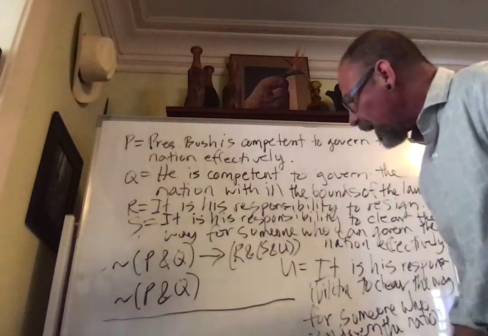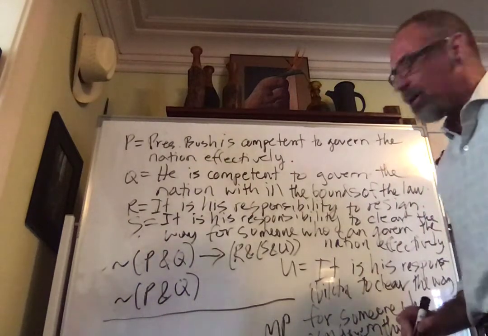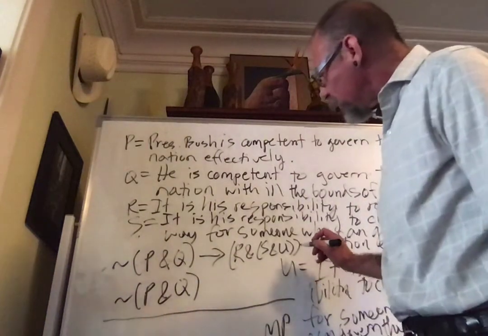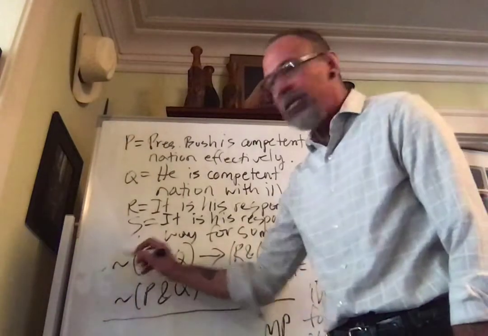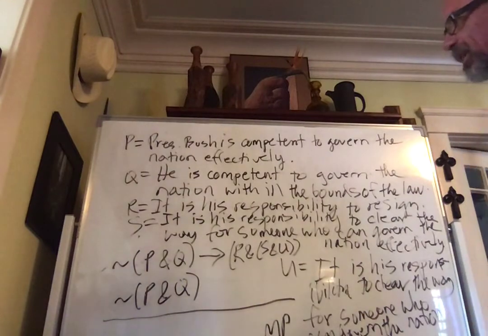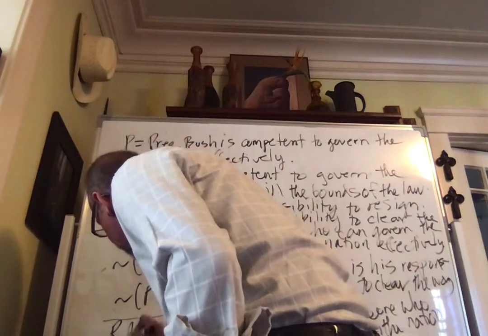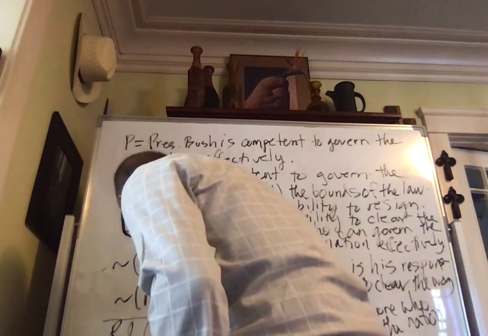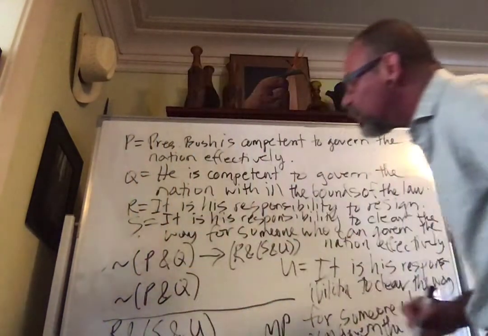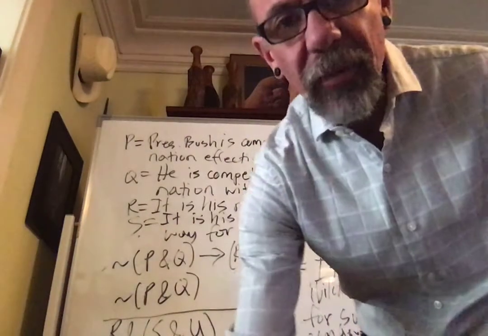So now we're looking at an example of modus ponens, which I'm just abbreviating here as MP. Again, in the modus ponens pattern, one premise is a conditional. The other premise is the antecedent of the conditional premise, and the conclusion then is the consequent of the conditional premise. So this letter writer's conclusion is that it is President Bush's responsibility to step down and clear the way for someone who can govern the nation effectively and within the bounds of the law.